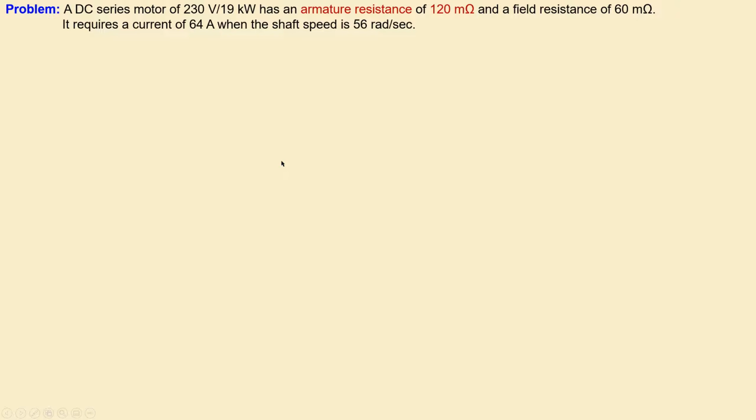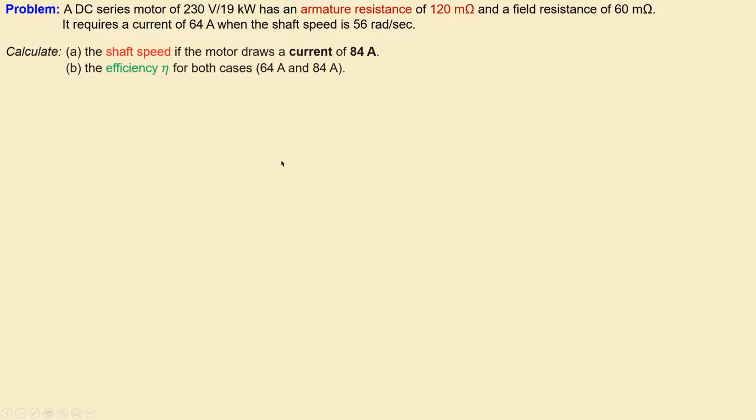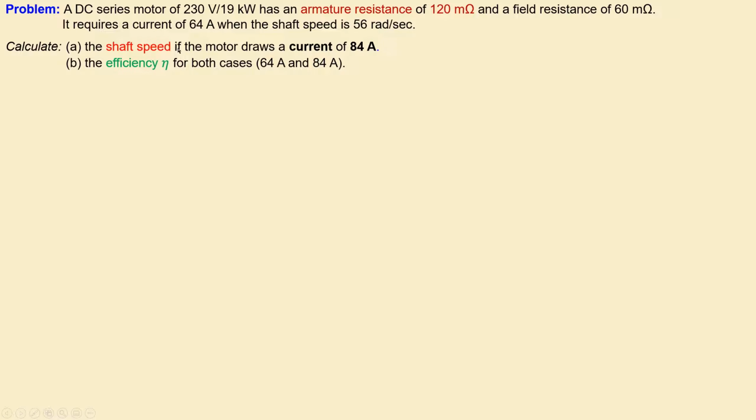That is the given. Okay, what we want is the following. Calculate the shaft speed if the motor draws a current of 84 amps. So in a different situation. And also the efficiency for both cases. So what is the efficiency when the motor requires 64 amps? And what is the efficiency when the motor requires 84 amps. So that is also a comparison we need to make in efficiency.